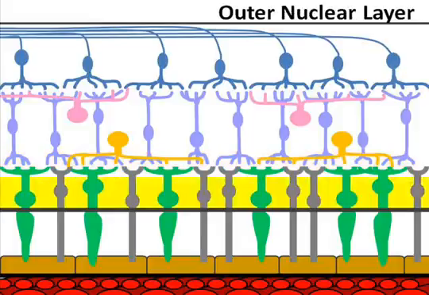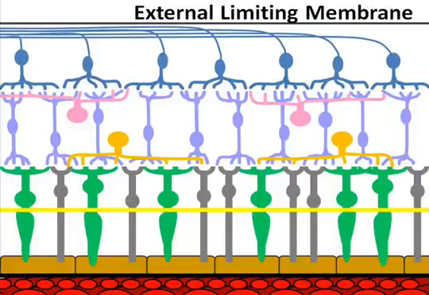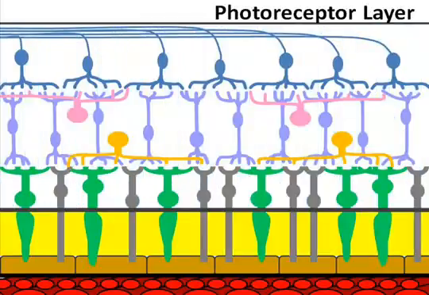The outer nuclear layer contains the top portion of the photoreceptor cells, including the nuclei of the cells. The external limiting membrane is formed by the attachment of the Mueller cells to one another, as well as to the midsection of the photoreceptor cells. Below this membrane is the light-sensing portion of the photoreceptor cells, that is, the rods and cones.